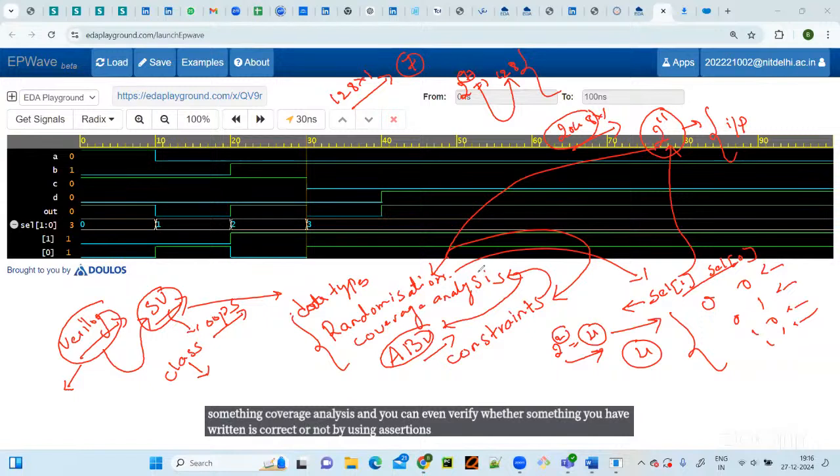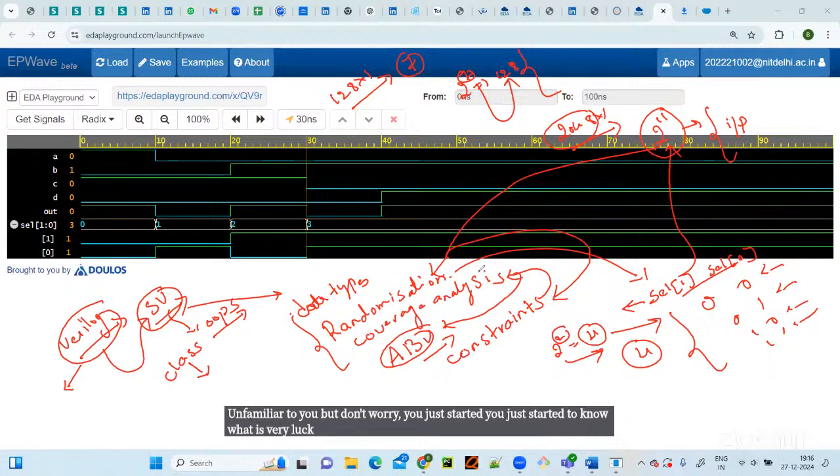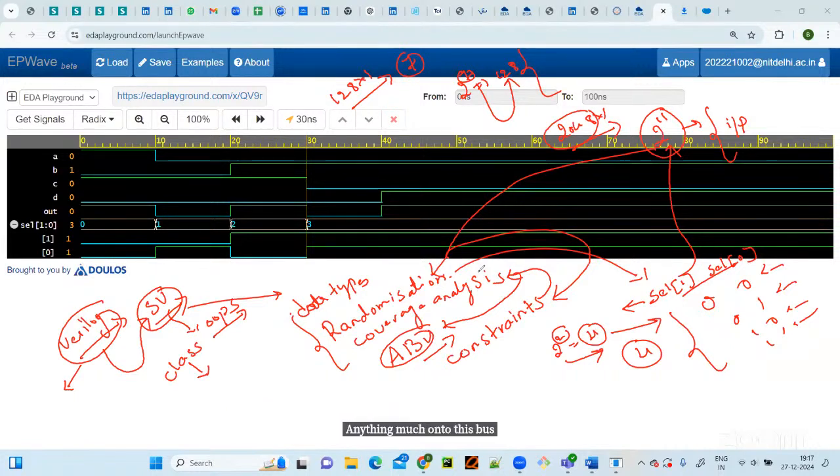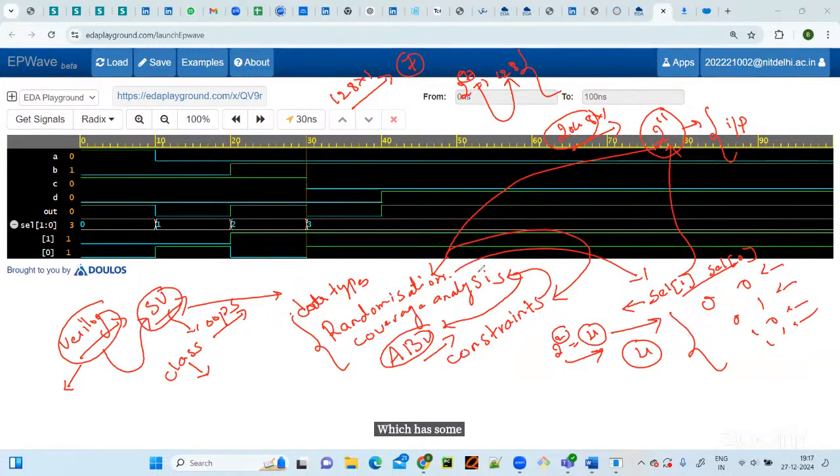I know all these things look quite weird or unfamiliar to you, but don't worry. You have just started to know what is Verilog. So if I tell you all these things, you will run out of this class. So I don't want to discuss much on this. But at this point of time, it is good to know that there is something else existing known as SystemVerilog, which has some advanced features in comparison with Verilog. And this is most widely used.